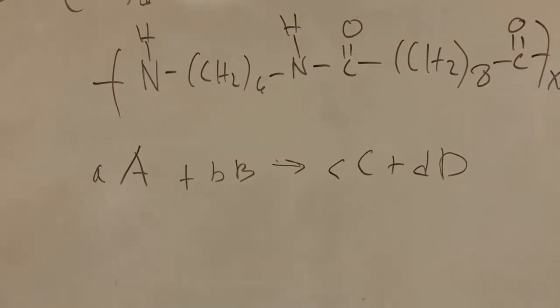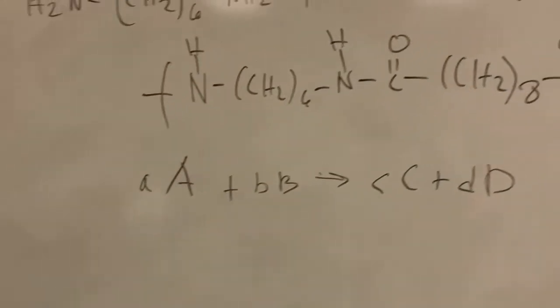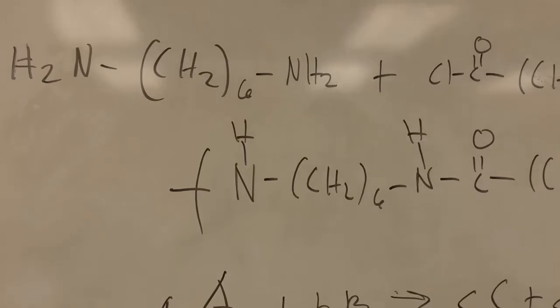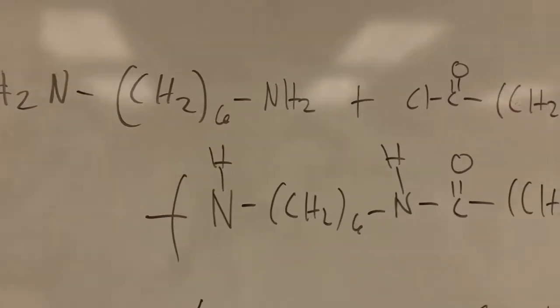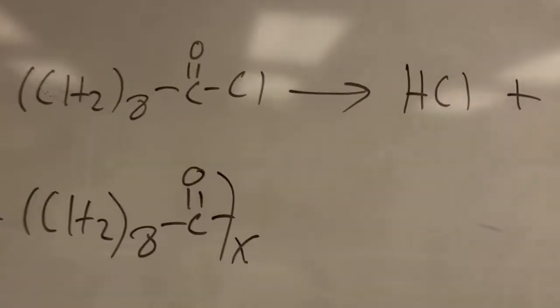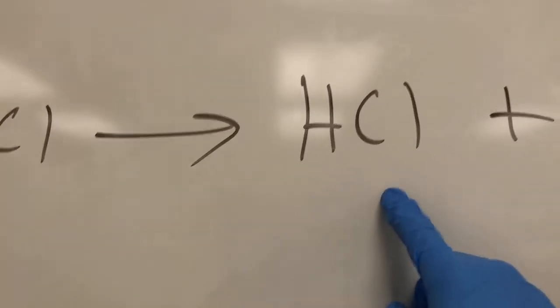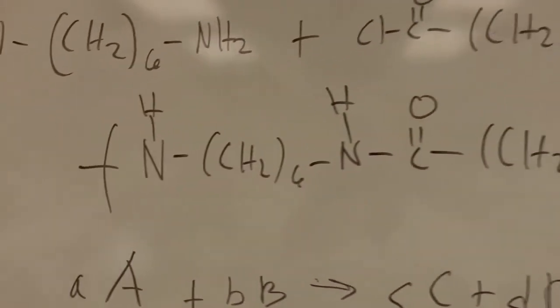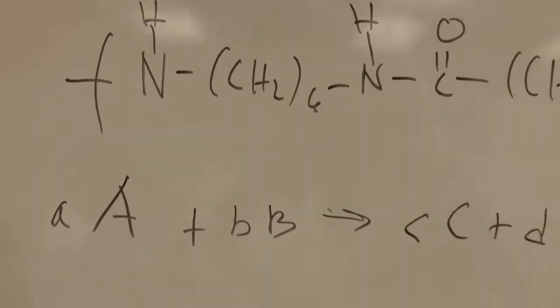You could write a K equilibrium. We've done that and we've seen that in our notes, and hopefully you've done that previously. So we are going to mix first our hexane diamine into our solution. We are going to add that with suberoyl chloride right here. And we're going to produce our byproduct, which is going to be HCl. Don't worry too much about that acid. It's not going to be produced too much. But here we're going to produce our nylon 610.